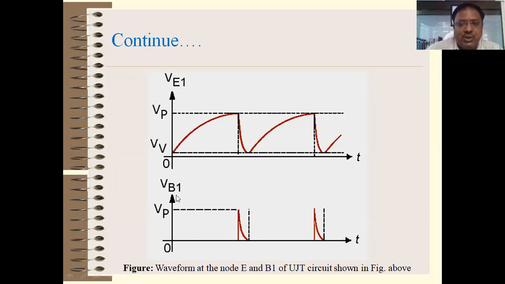The second one is actually the triggering pulse, that is the VB1 voltage, and that is applied to the gate of the SCR. So the first waveform shows the charging voltage of the capacitor, right? If you increase the value of resistance, the charging time increases, right? Just see the cursor on your screen. So the capacitor charging time, you can increase by changing the value of R.